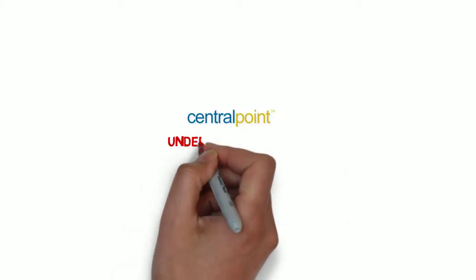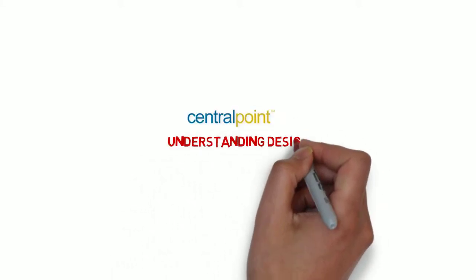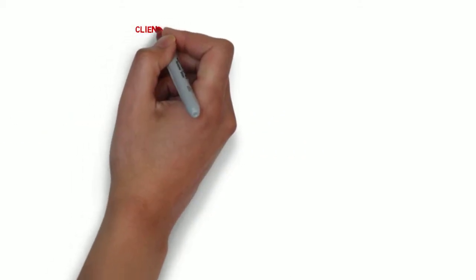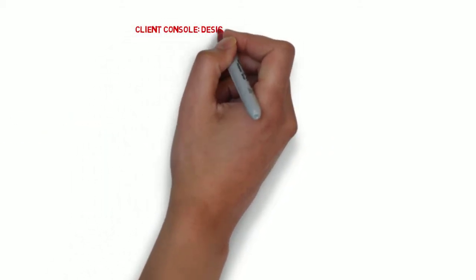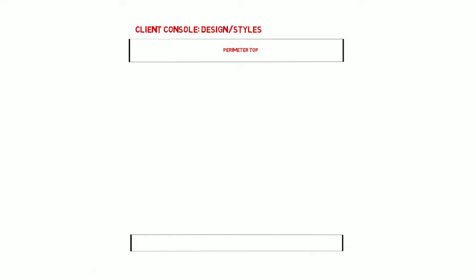Understanding design in Centralpoint. Let's start with a blank palette. Within the client console, you have a module in the design area called Styles. The Styles module allows you to control different designs for different sites. You might have an enterprise with many sites or one site. So we start with the perimeter of your site.